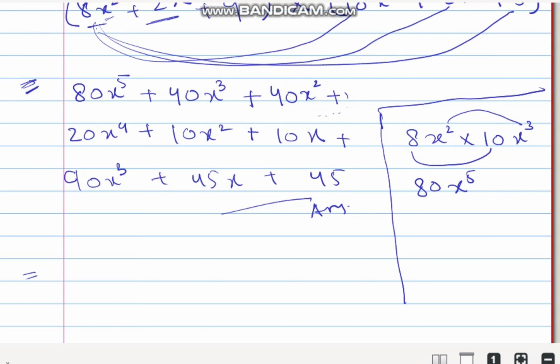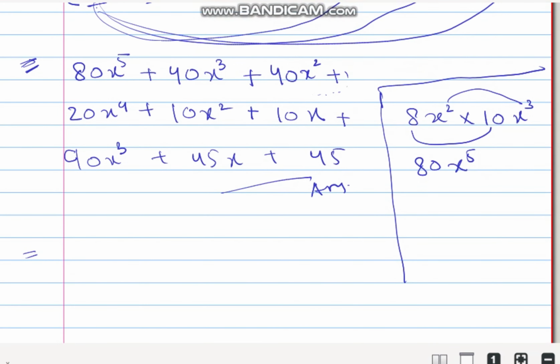How will we do that? Please add the terms which have the same variables. This is the variable: x power 5. Please search for the terms which have x power 5.